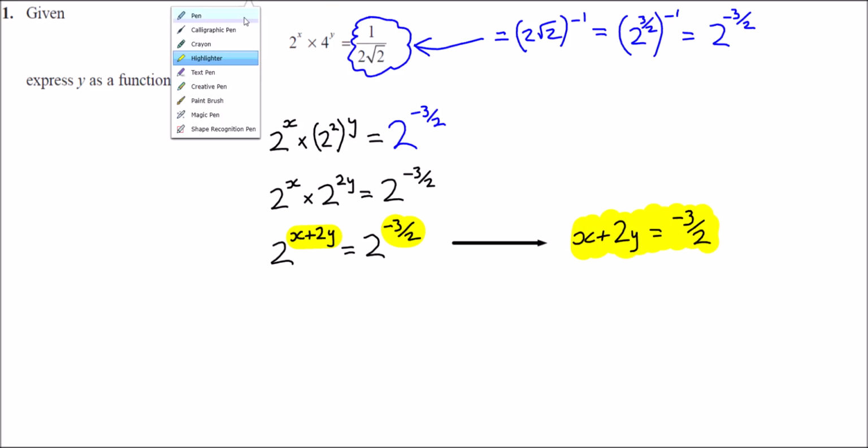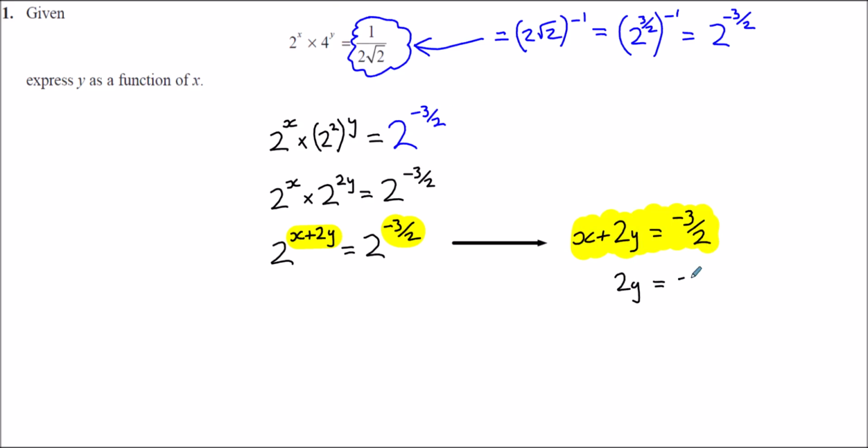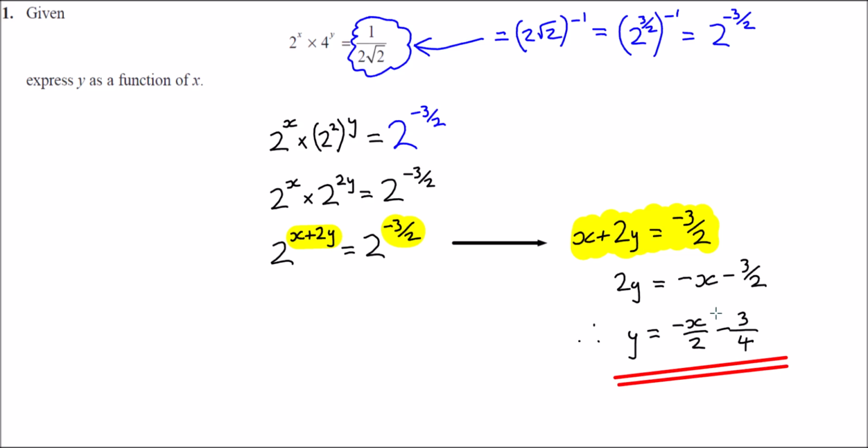We can now rearrange that. If I subtract x from both sides, 2y must be minus x minus 3 over 2. Therefore, dividing through everything by 2, we get y must be minus x over 2, and then half the minus 3 over 2 goes to minus 3 over 4. That's our final answer where we have y as a function of x: y equals minus x over 2 minus 3/4.